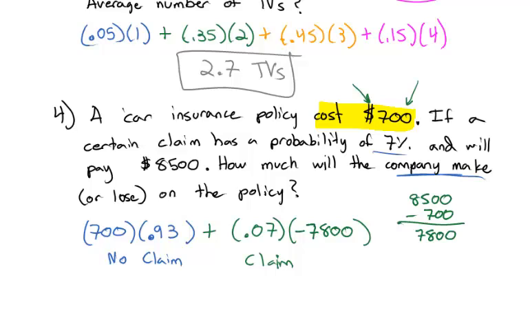So a 93% chance that they're going to bring in $700. A 7% chance they're going to pay out a net $7,800. Grabbing the calculator then, 700 times 0.93 plus 0.07 times negative 7,800, making sure your loss is negative. This is going to give us $105.